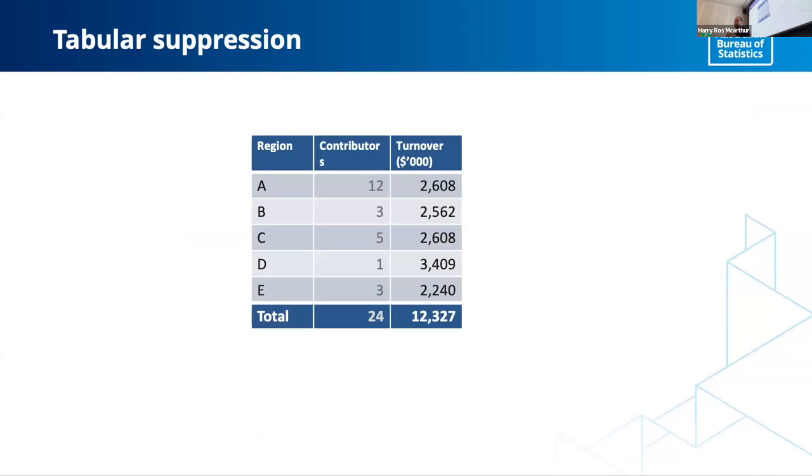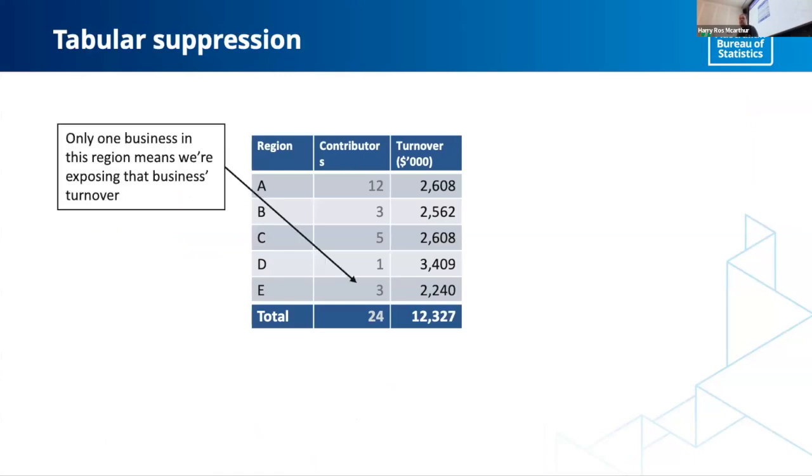So, a very simple example. Suppose we had this table of turnover from 24 businesses across 5 regions, and you can see there's a problem here: in region D, there's only one business. The problem is if we release this table as is, even if we don't release the contributors column, then we're basically saying what that one business is making in turnover. There are a lot of rules about what we can do with the data we collect, and one of them is we can't release something that directly says this one unit has this value.